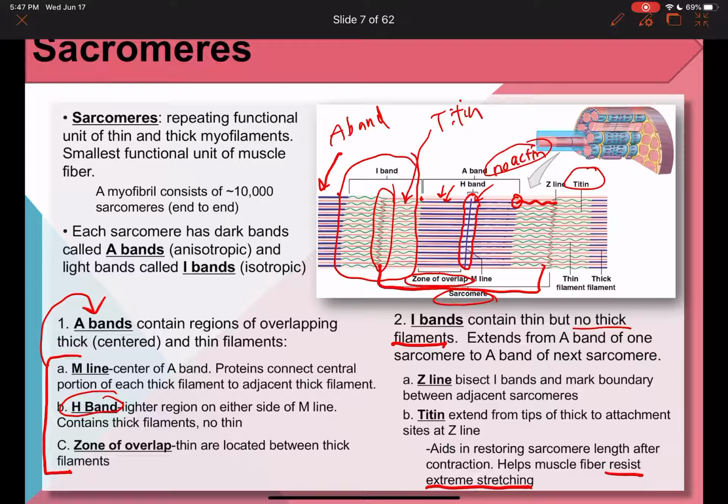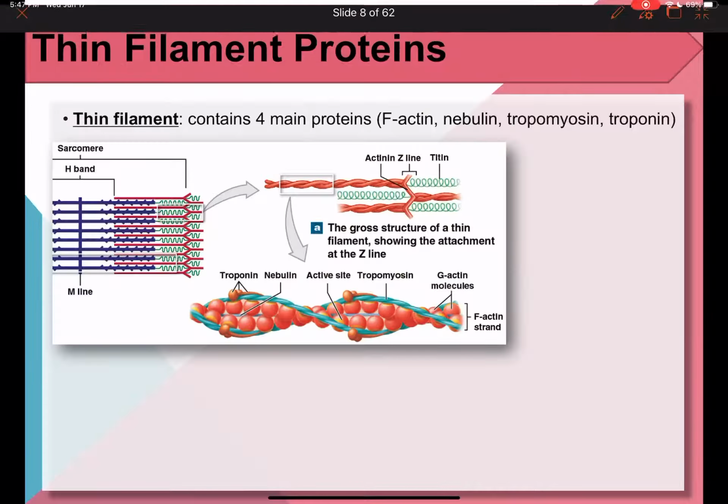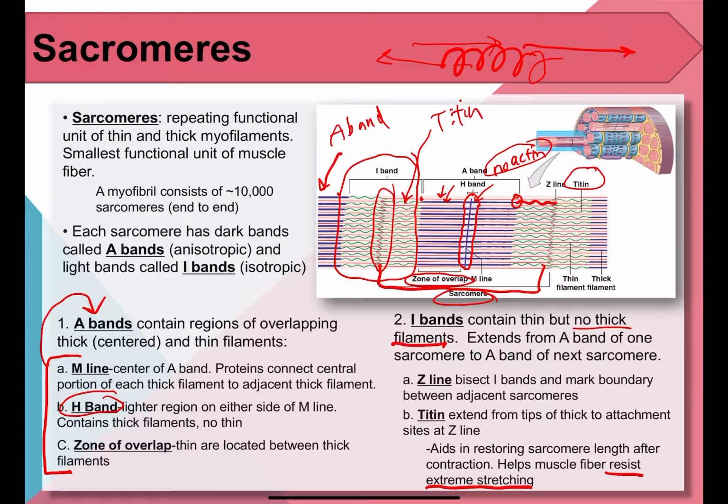So those are the two things that titin does for us. One is to help with recoiling. Second is to make sure that your muscle fiber does not overstretch. Kind of like what a spring does. It's like a little spring at the end of your thick filament that makes sure that if you're contracting it this way, it's going to pull it back that way. And if you're stretching it too much, it's going to stop it from stretching too far. All right, so that's all the nitty-gritty parts of the sarcomere.